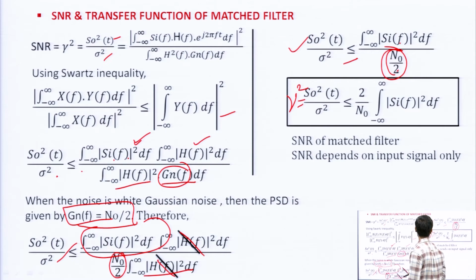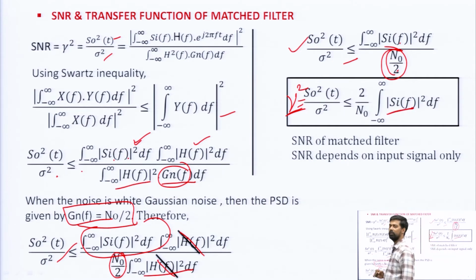So we can see that this SNR depends only on the input signal, and it does not depend on the noise. This is a very good sign.